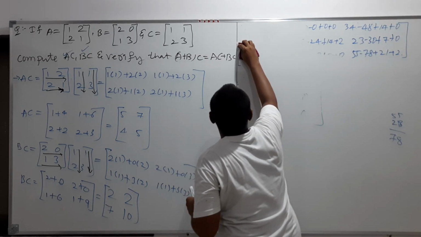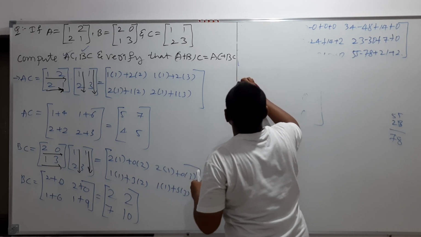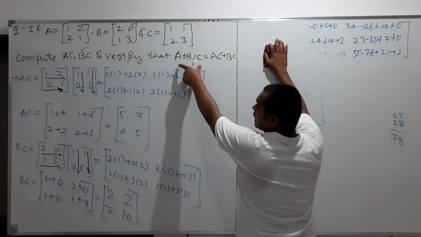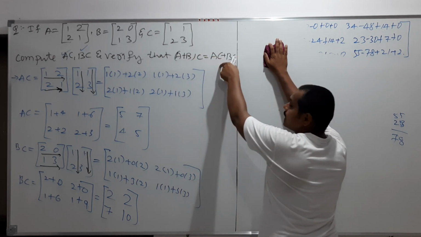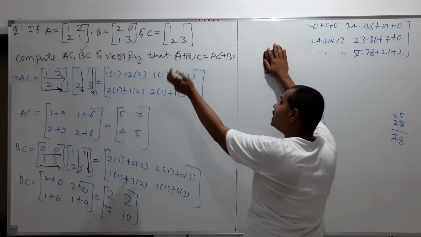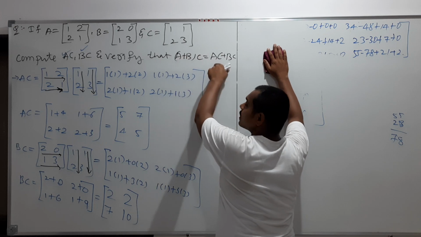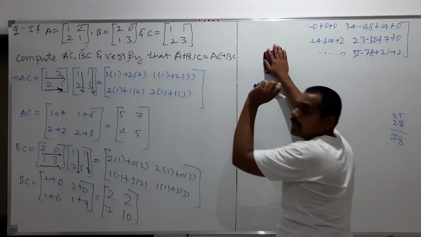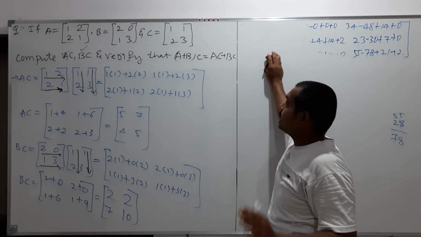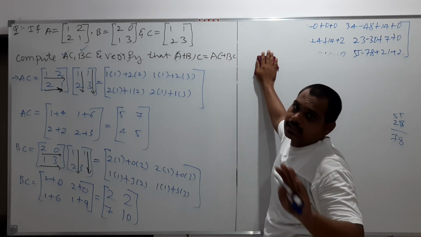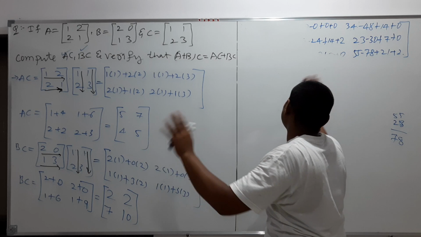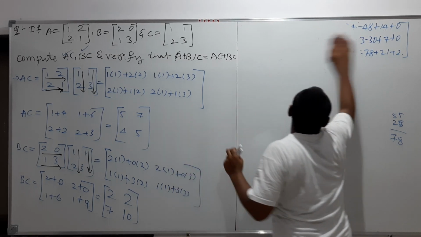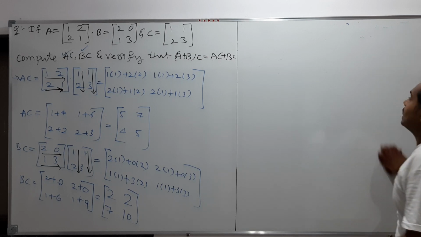Next I'll calculate. My dear students, either you can calculate for A plus B into C. First, this I'll call the LHS, and this part I'll call the RHS. You can take the LHS first and then calculate the RHS, or you can take the RHS first and then calculate the LHS. There is no condition that you should take LHS or RHS first. That's your wish.